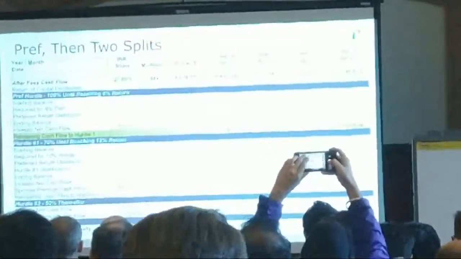That gets split here 50-50. So in this case the investor got $14,615,000. Now remember in the last one they got like $15,600,000. So the difference was it's about $1 million less to structure the deal this way than the other way. But what does that do to the return?